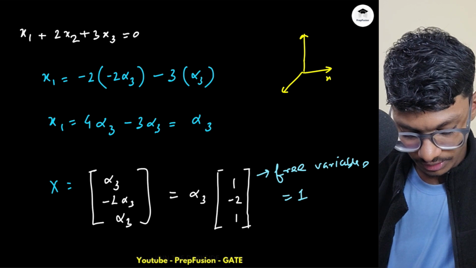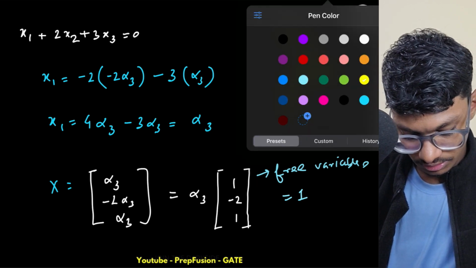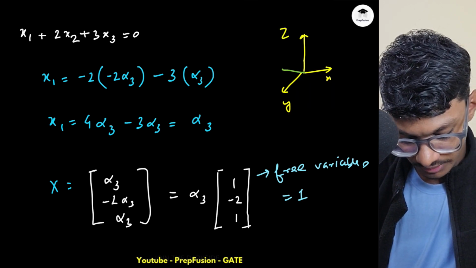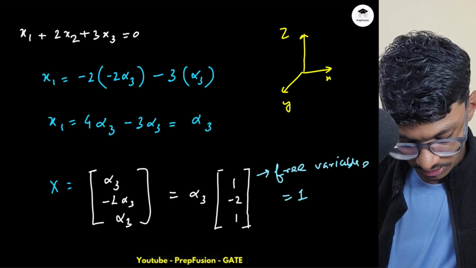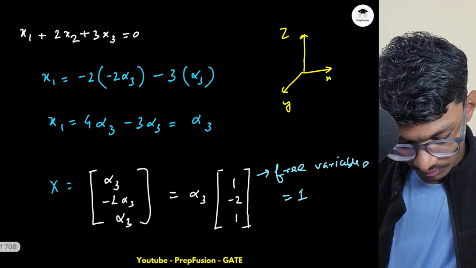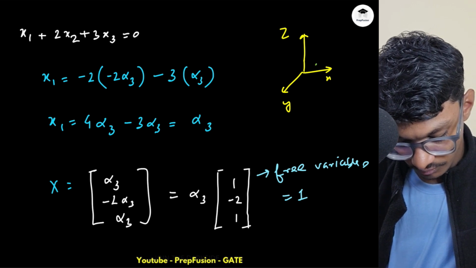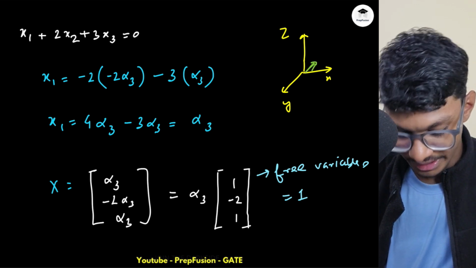In 3D space x, y, z, this is my vector. What is this? This is 1 in the positive x direction, minus 2 in the negative y direction, and 1 in z. So it will be somewhere around behind, right?